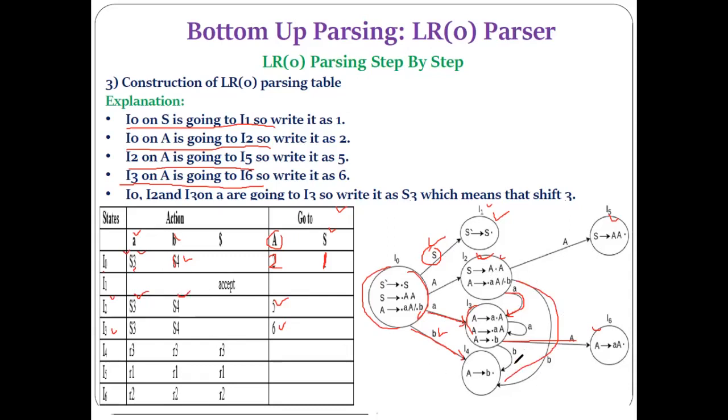Okay. Then again, I3 on the terminal A is going to I3 itself. That is the reason S3. I3 on the terminal B is going to I4. That is the reason S4 entry is here. Okay. Now this is complete. Up to this we have finished.